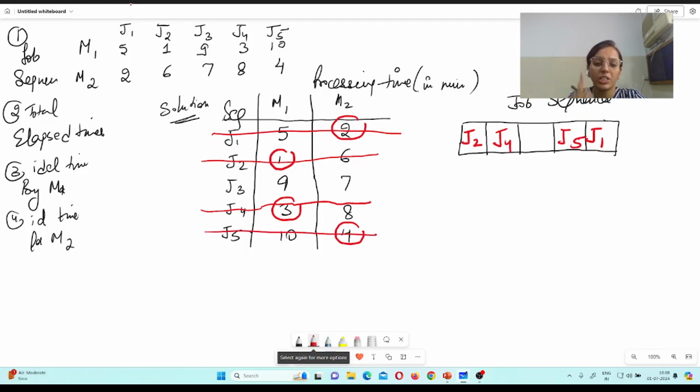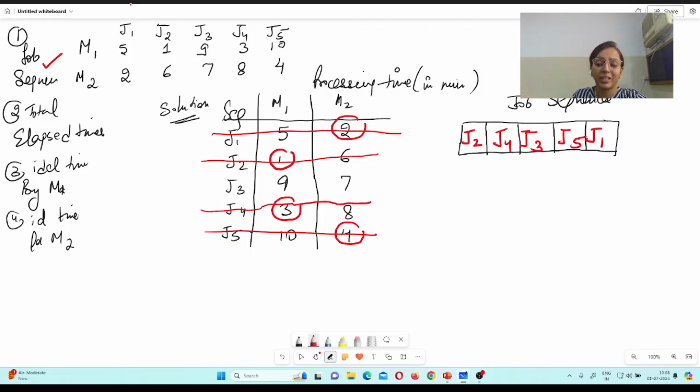Now only one job remains, that is J3. Obviously the least is 7 and that is from the machine. So J3 will come on the third position. So the first point, finding the job sequence for both the machines, we are able to find out. That means we have to first process job number 2, then job 4, then job 3, then job 5, and last we have to process job number 1. So the first question has been solved.